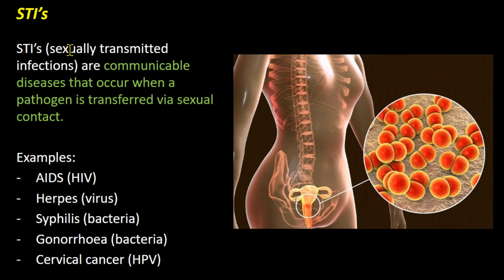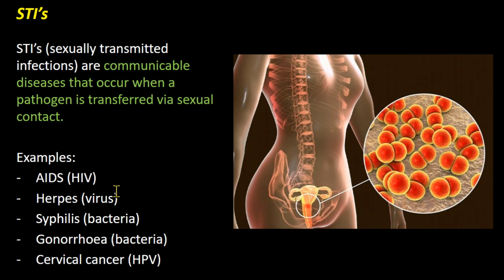STIs or sexually transmitted infections are communicable diseases that occur when a pathogen is transferred via sexual contact. Remember, communicable means it can spread from one person to another. So examples of this would be AIDS, which is caused by HIV, which is a virus, herpes, which is caused by a virus, syphilis and gonorrhea, which are both caused by bacteria, and cervical cancer, which is caused by the human papilloma virus.